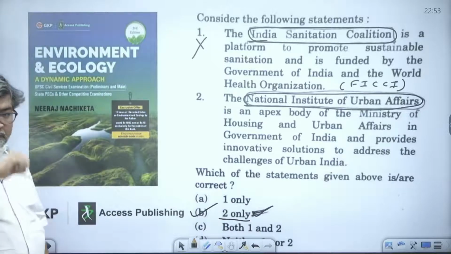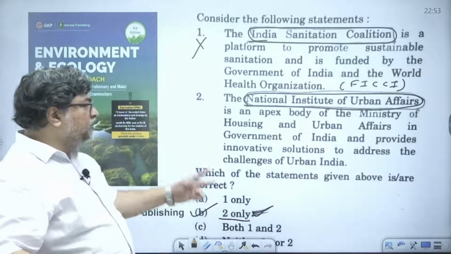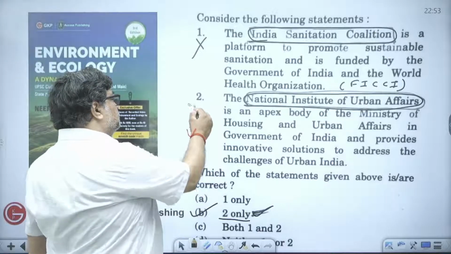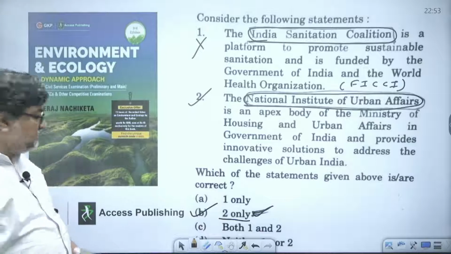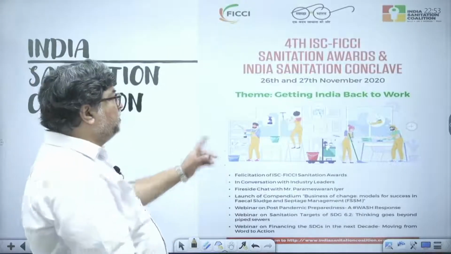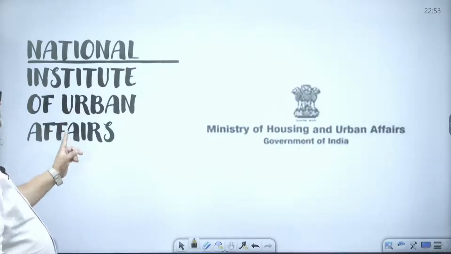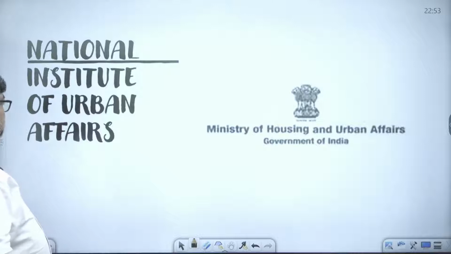Here the correct answer is the second. C, both 1 and 2, D, neither 1 nor 2. Two-statement question here, answer is 2 only. Right? So here this is a sanitation award. All given, FICCI is involved with this. And then this is by Government of India, National Institute of Urban Affairs.